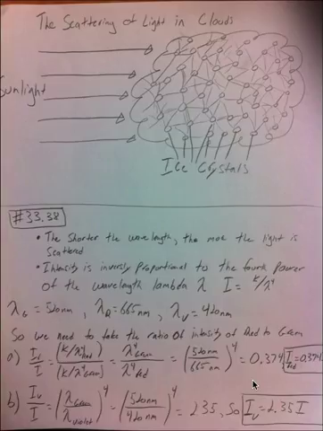And now we need to do the same thing for violet. It turns into 520 nanometers over 420 nanometers raised to the fourth, which is 2.35. So the intensity of violet in terms of I is 2.35 I. And that concludes my discussion of the scattering of light and Huygens principle.